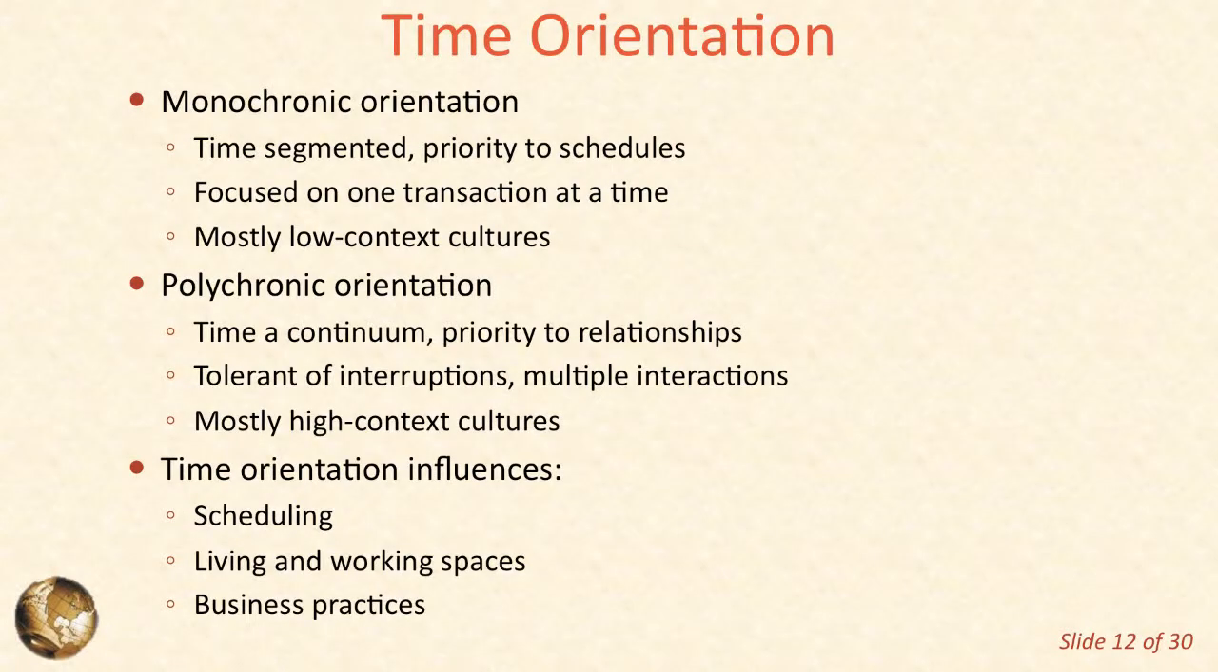So we'll talk briefly about time. One distinguishes, and this goes back to Edward Hall, two main attitudes towards time, behaviors towards time: monochronic and polychronic. Monochronic is usually associated with low context cultures like the United States or Northern Europe, where time is considered to be a very valuable commodity and is carefully segmented. Things happen on schedules.